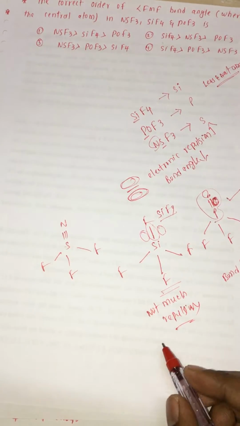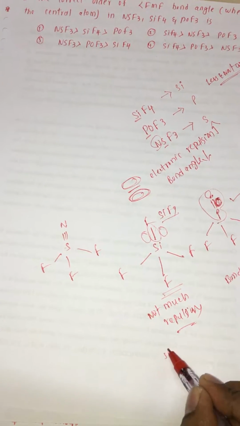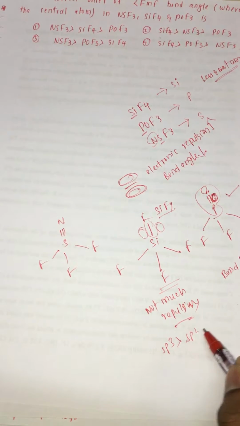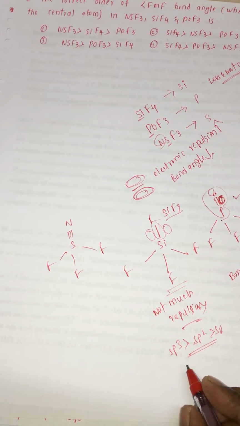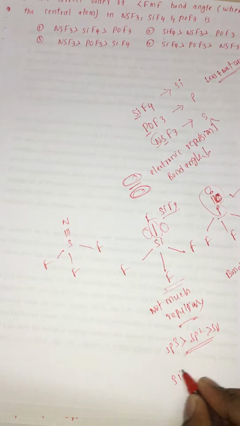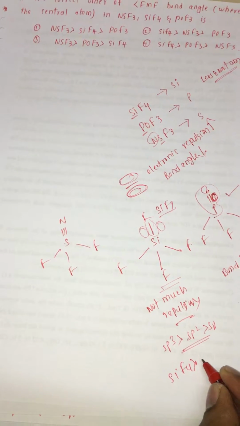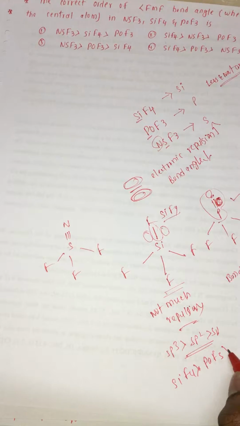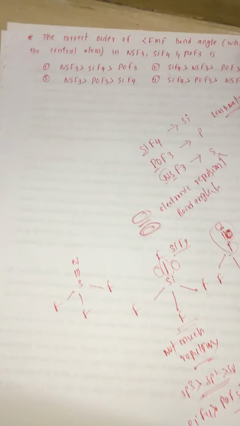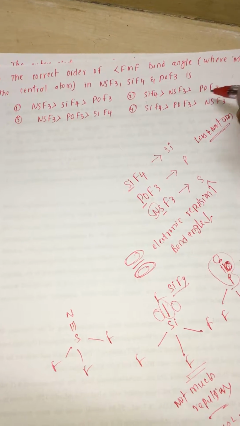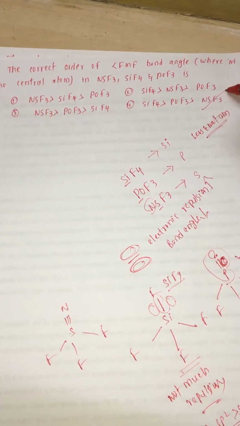Now if you see the order, sp3, sp2, sp, this is the order. So the bond angle is highest in case of SiF4, then POF3, and then NSF3. So if you see the options, the correct option will be this. Next.